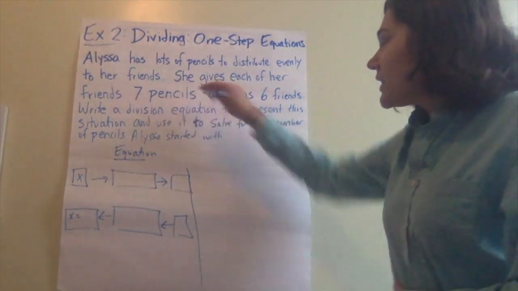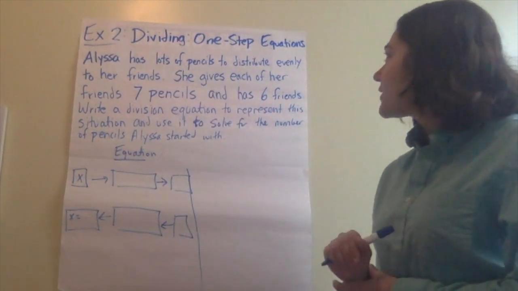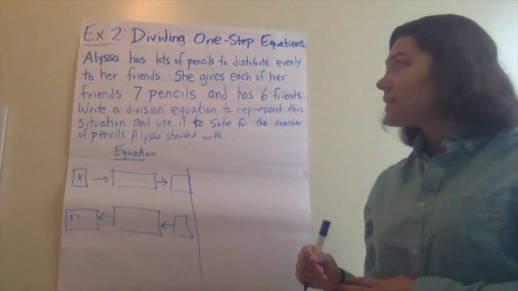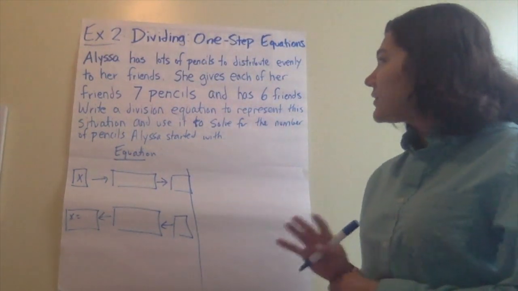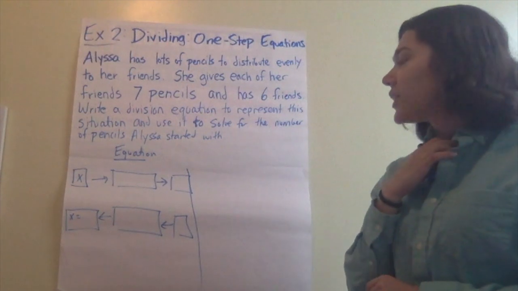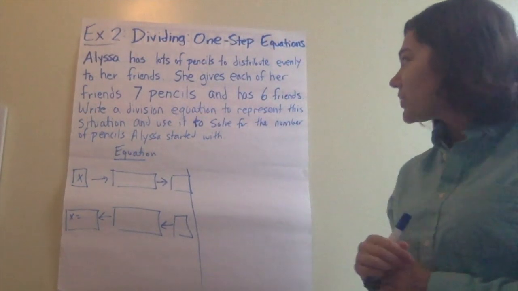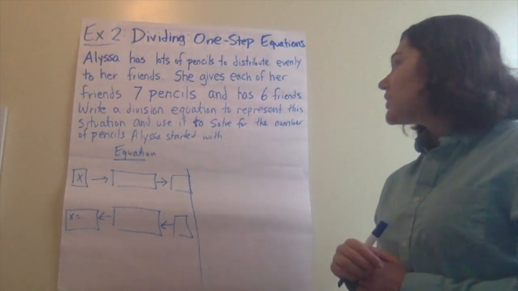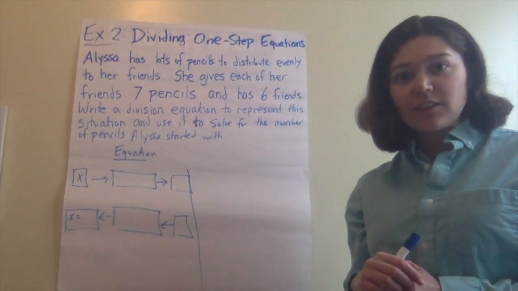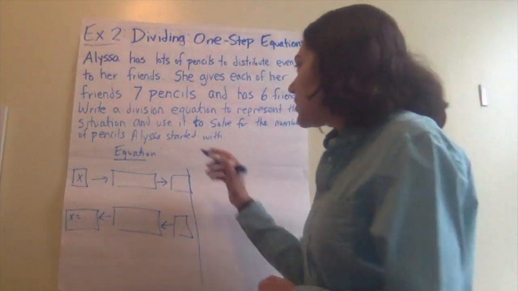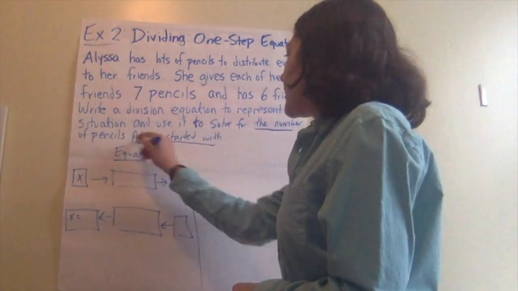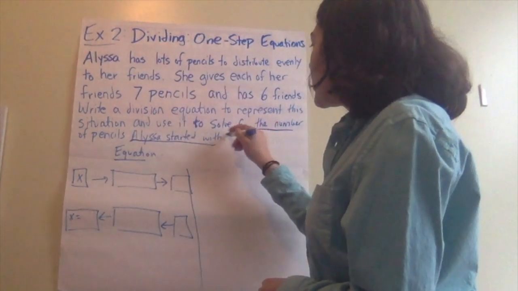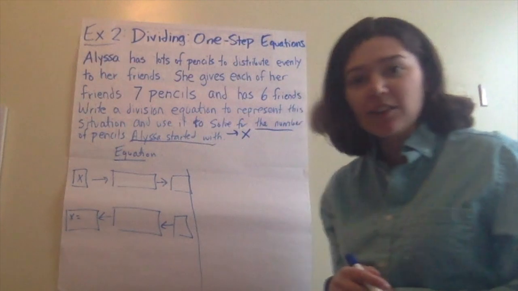Alright, so the question is, Alyssa has a lot of pencils to distribute evenly to her friends. She gives each of her friends 7 pencils, and she has 6 friends. Write a division equation to represent this situation and use it to solve for the number of pencils Alyssa started with. So that number of pencils that Alyssa started with, that's going to be our x. That's what we're trying to solve for.